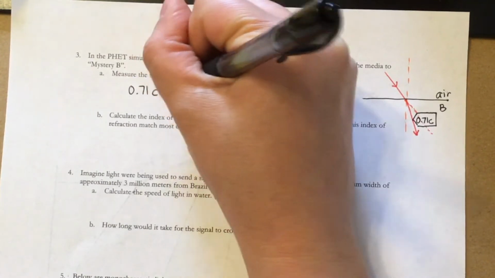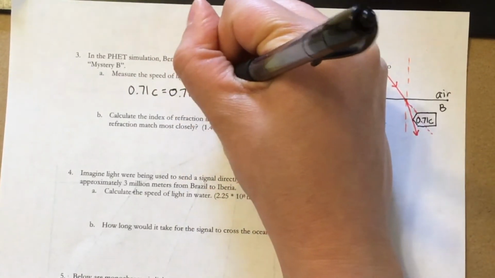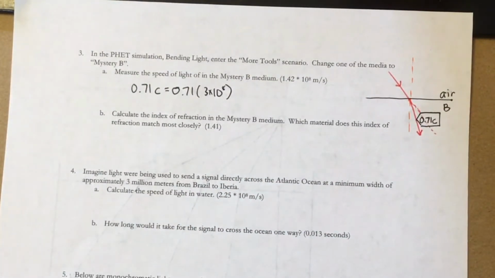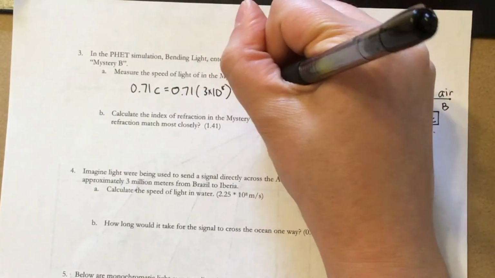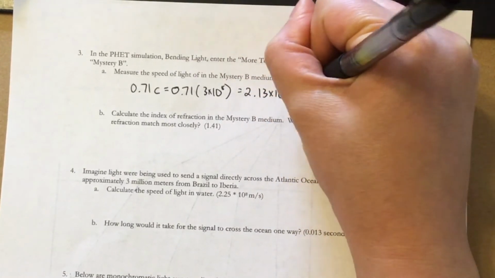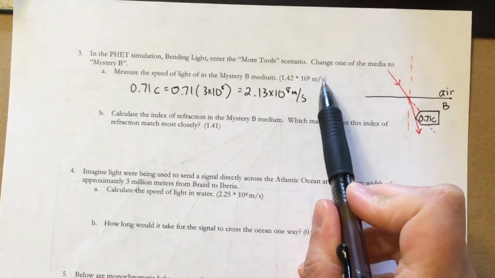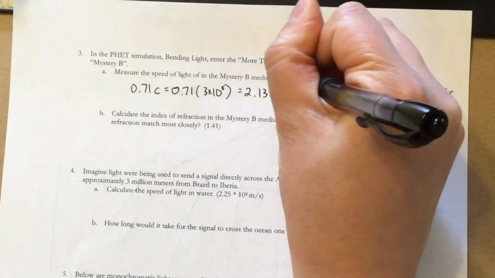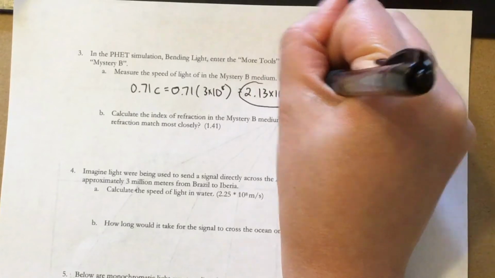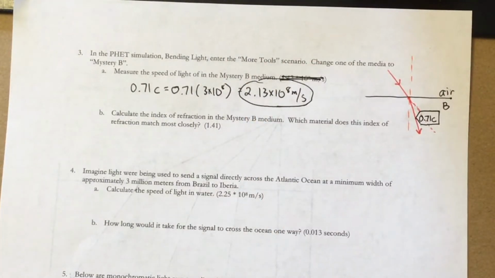Substituting in 0.71 times 3 times 10 to the 8th gives me a value of 2.13 times 10 to the 8th meters per second. So if you are reading from the old version of this, it has this typo here. If you read this document after 10:50 a.m. this morning, you have the new document with the correct number. Sorry about that. So we know its speed is 2.13 times 10 to the 8th.